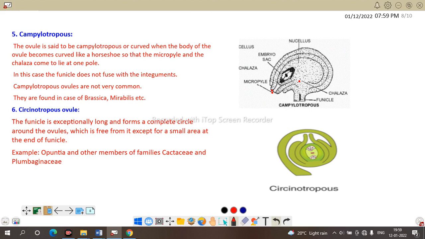Next is circinotropous. The funicle is exceptionally long and forms a complete circle. Here is the complete circular outline around the ovule, which is free from it except for a small area at the end of the funicle. Examples are Opuntia, or members of Cactaceae and Plumbaginaceae.